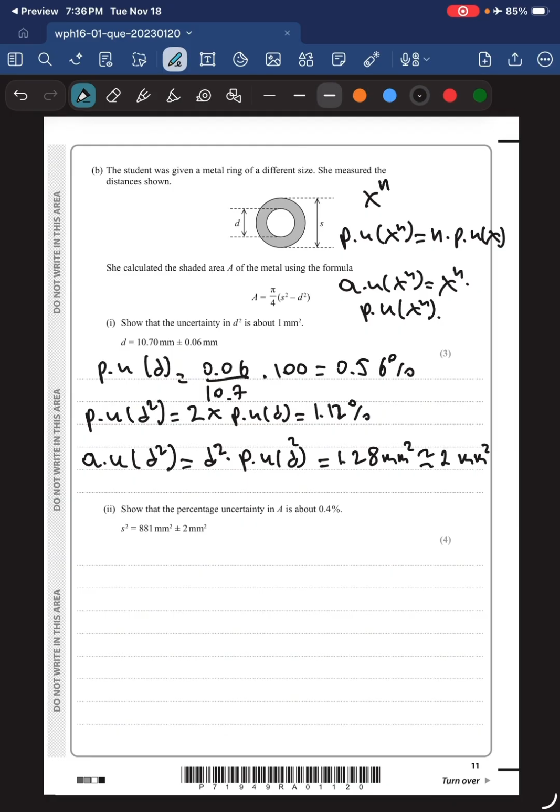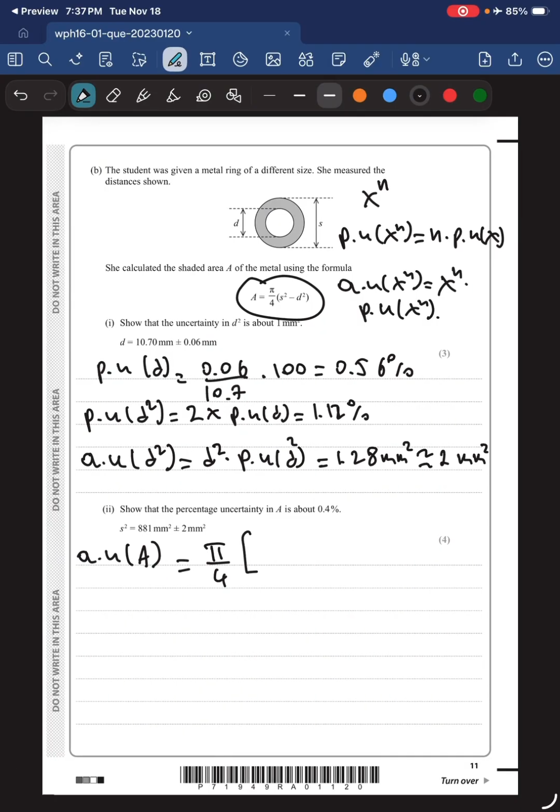Okay, part 2. Show that the percentage uncertainty in A is about 0.4%. This is going to be a little bit more involved. We're given S squared, and we know that A is that. So the absolute uncertainty in A is going to be pi over 4, because it is multiplied by a constant, so we multiply the absolute uncertainty by a constant if the quantity is multiplied by that constant. Please watch my video on uncertainties.